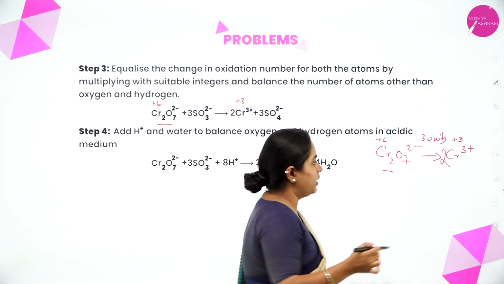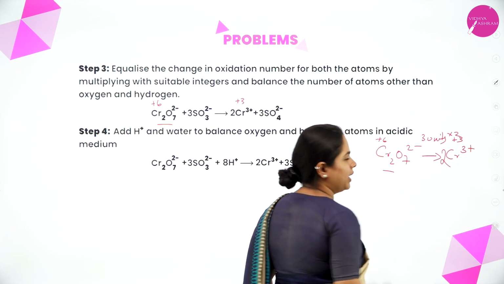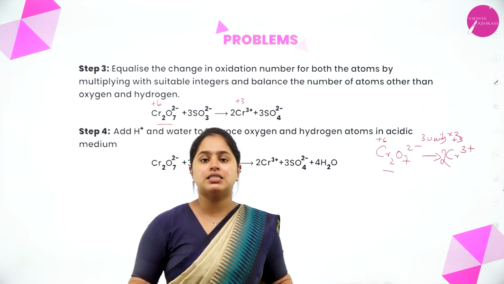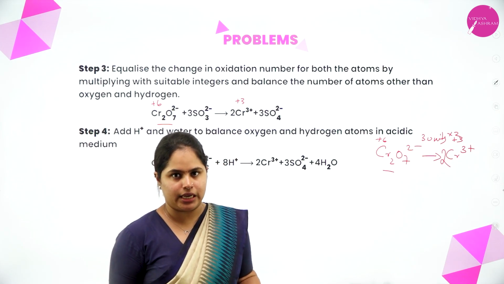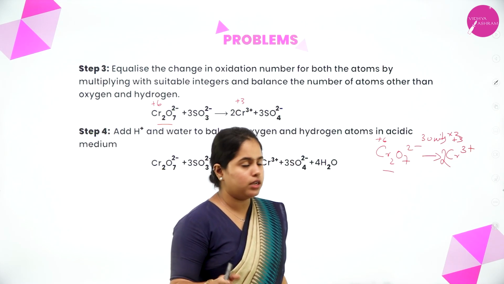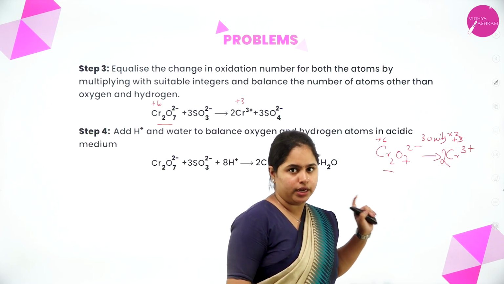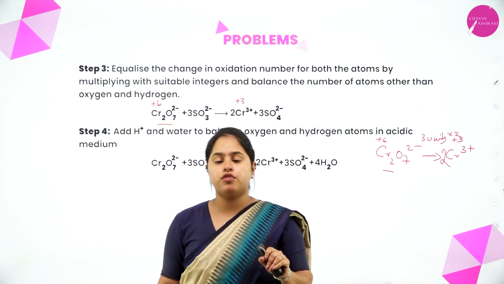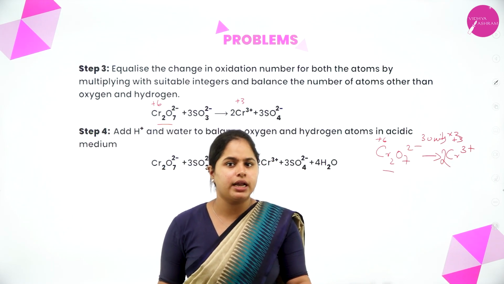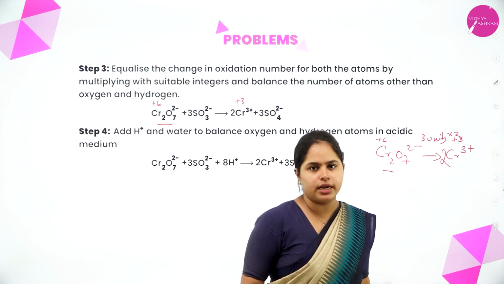So what does that mean? We have multiplied this equation by 2. So totally now in the reduction reaction, there is a 6 unit change which is taking place. Why did we multiply by 2? It is because you can see Cr2 here. For 1 atom of chromium, there is 3 units change. For 2 atoms, then it will be 6, right? So we multiply on the product side by 2.